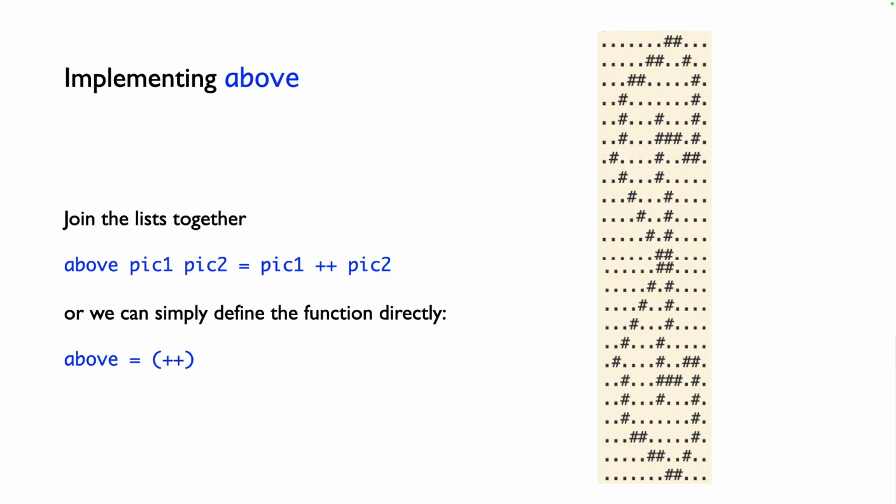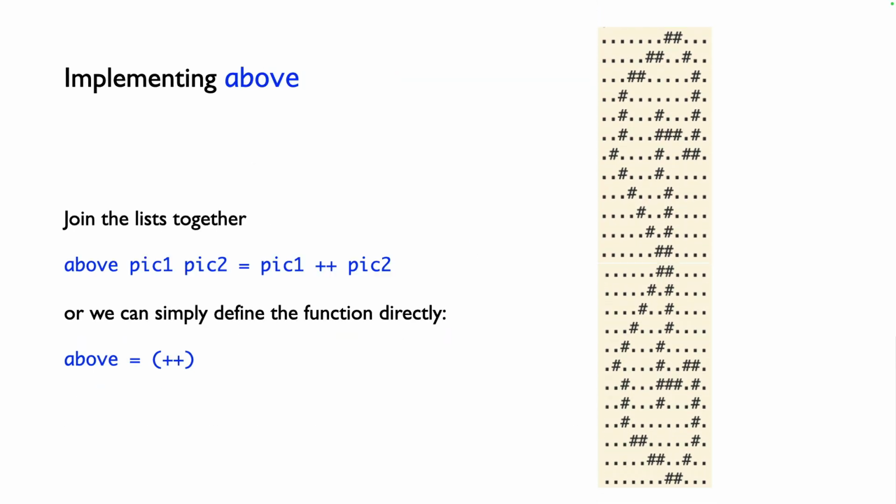What about putting one picture above the other? We simply need to join those two lists together. So above pic1 pic2 is pic1 plus plus pic2, or we can simply define the function directly to say above is equal to the operator plus plus.